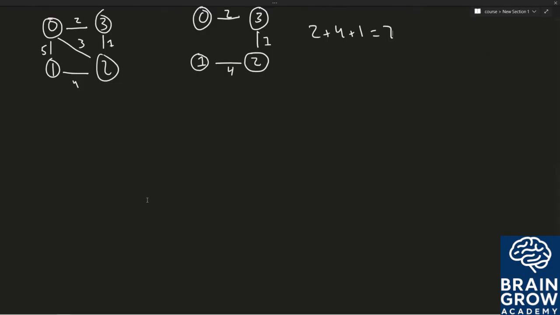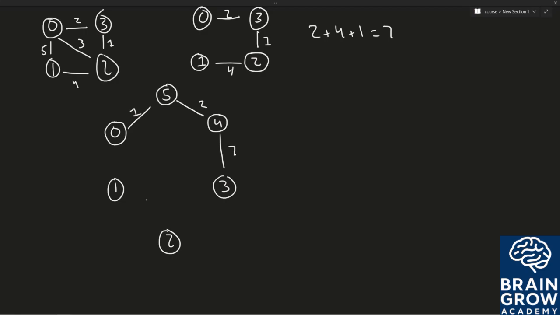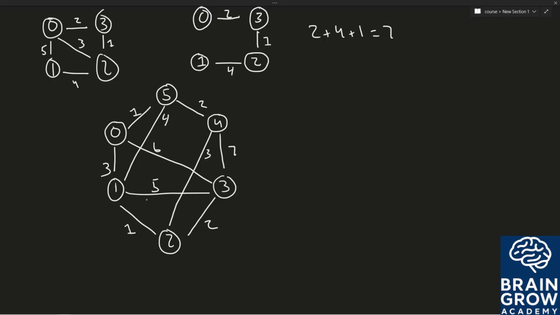And so now we can create a slightly more complex graph where we can say 0, 1, 2, 3, 4, and 5. And we can have weights of 1, 2, 7, 2, 1, 3, 6, 4, and from 4 to 2 we will go 3, and from 1 to 3 we will go 5.